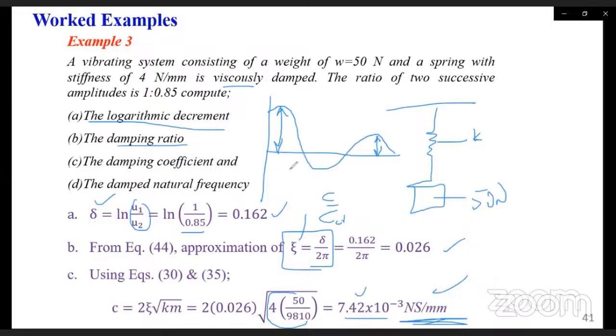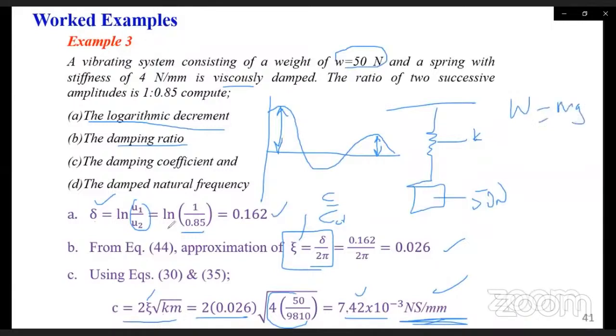So now the third one is the damping coefficient, C. For the damping coefficient, you just need to refresh and know the different ways that we can express the value C. With this, we are using equation 30. We have the damping ratio, which we determined in part B. K is given. The mass, you can obtain from the weight. Of course, W is equal to mg.